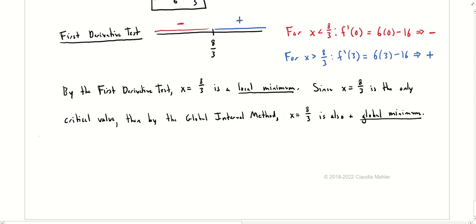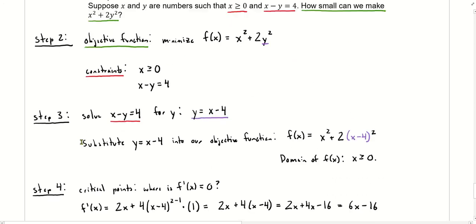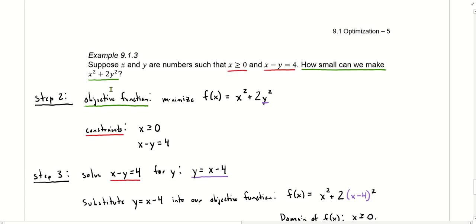So in step 5, as we've seen in the previous two examples, I want to make sure I'm actually answering what the question wants me to state. So let's go back up and check what we want here. So go back up to our question. How small can we make x squared plus 2 times y squared? So in other words, what I want here is I want that value. What is the smallest quantity of this thing?